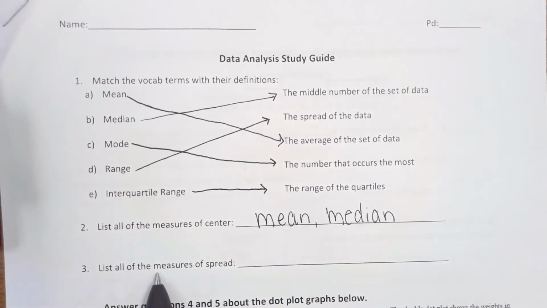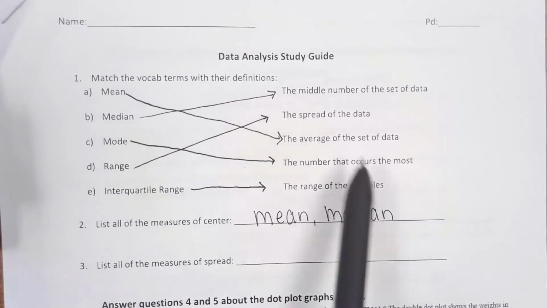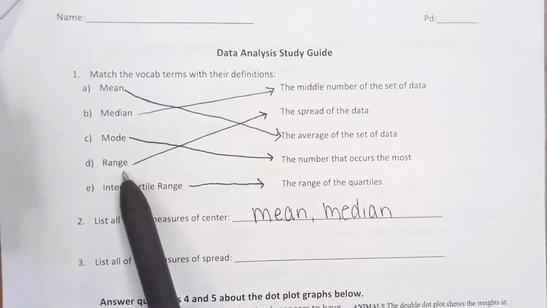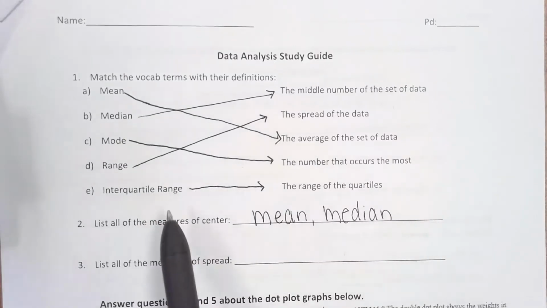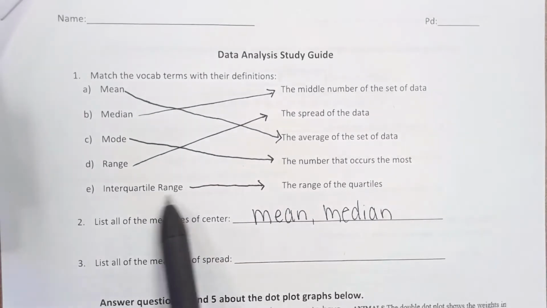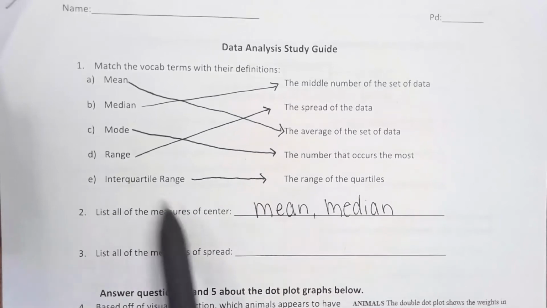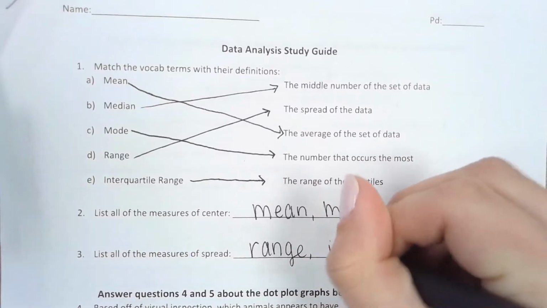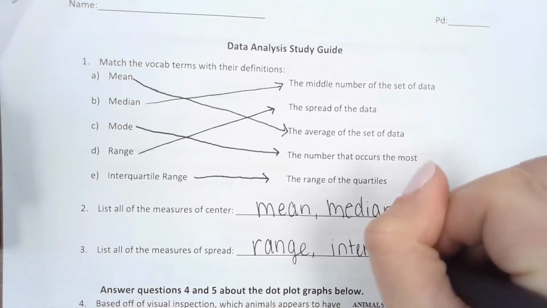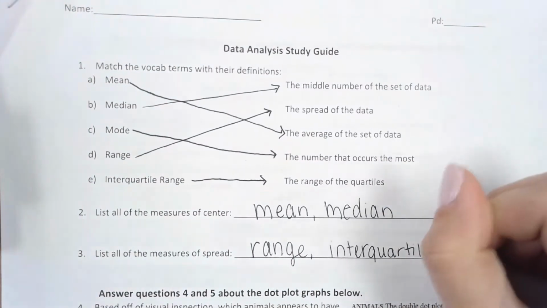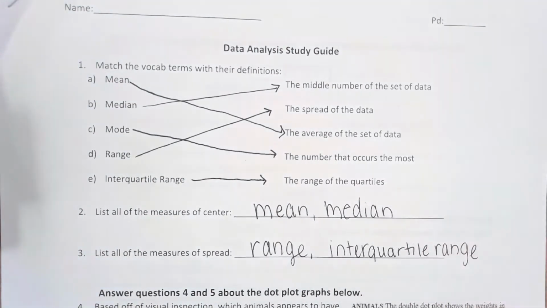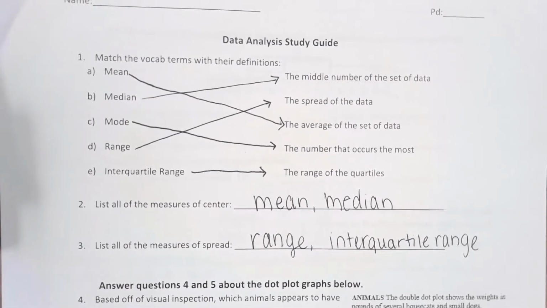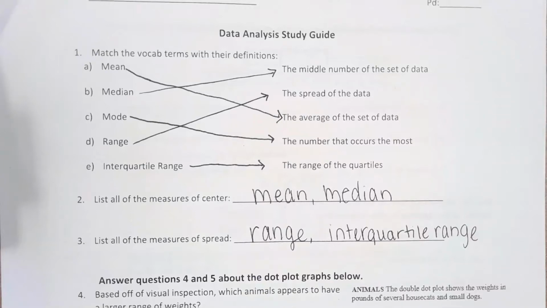Okay. Then measures of spread, well, we have the spread of the data right here that talked about the range. And then you also have your interquartile range. So your measures of spread are the two ranges. So you have the range and you have the interquartile range. So mode is neither of them. Mode is just there. Okay, so your measures of center are the mean and the median, and your measures of spread are the range and the interquartile range.